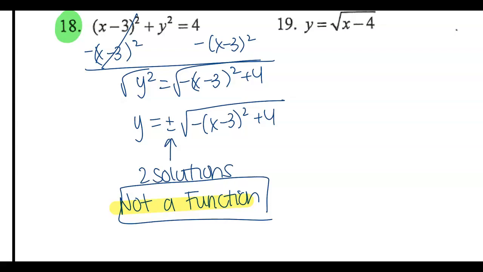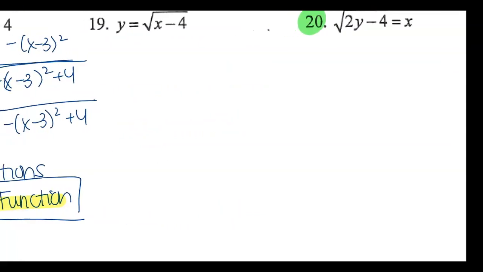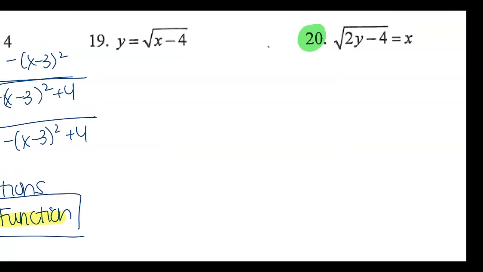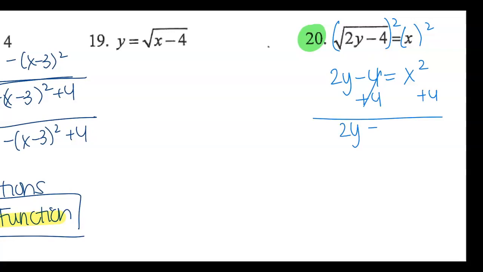For the last question, number 20, again, I need to isolate y. Well, let's try to work this out. In order to isolate y, the first thing I'm going to have to do is square both sides. Hopefully you guys agree with that. So we're going to have the 2y minus 4 outside of your radical because the square root and squared cancel, and I'm going to have x squared on the right-hand side. From here, it's a very simple problem. You're just going to add 4 to each side. So 2y will equal x squared plus 4, and then I'll divide everything by 2.